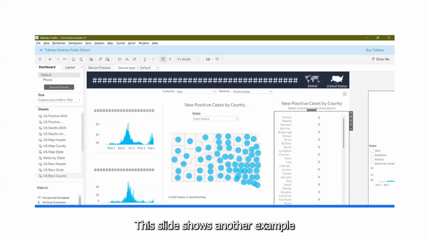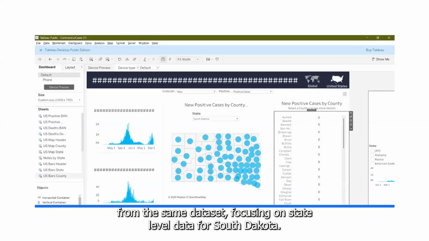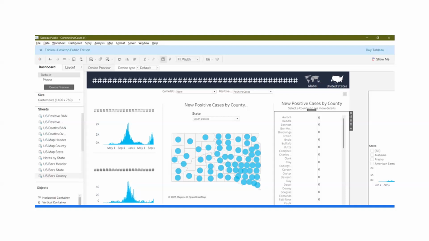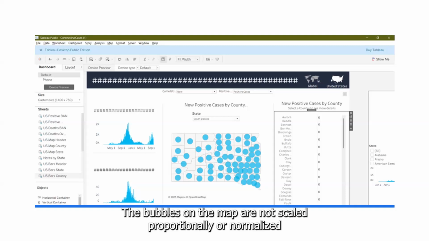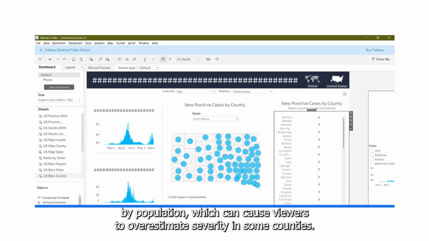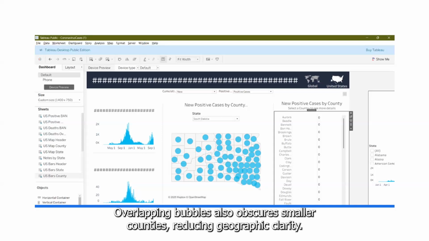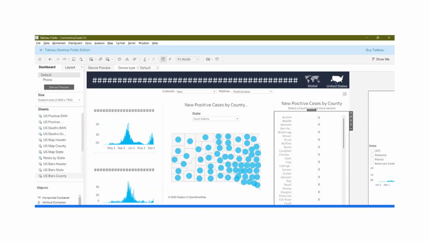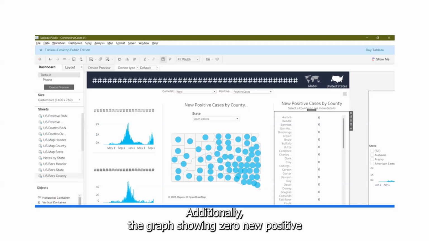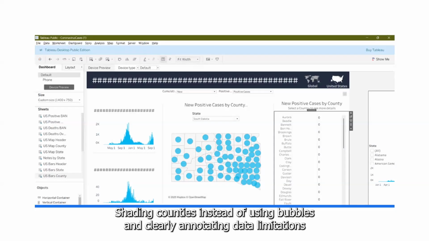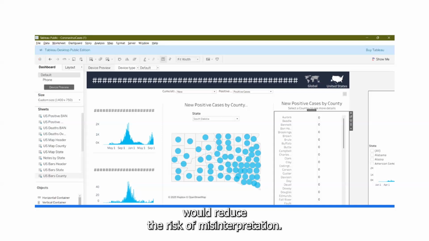This slide shows another example from the same dataset, focusing on state-level data for South Dakota. Here, the visualization quality is limited by how the data is represented. The bubbles on the map are not scaled proportionally or normalized by population, which can cause viewers to overestimate severity in some counties. Overlapping bubbles also obscure smaller counties, reducing geographic clarity. Additionally, the graph showing 0 new positive cases could be misleading if it reflects a reporting delay rather than an actual absence of cases. To improve accuracy, shading counties instead of using bubbles and clearly annotating data limitations would reduce the risk of misinterpretation.